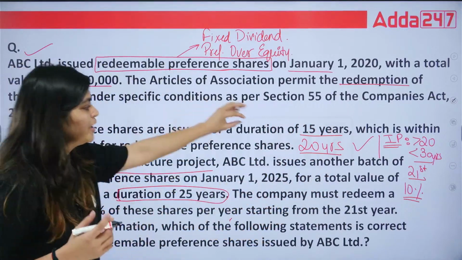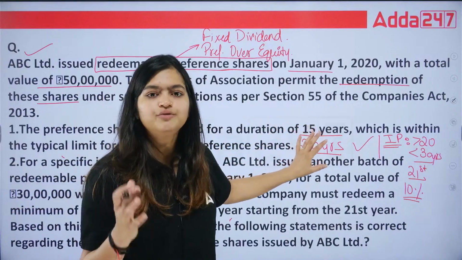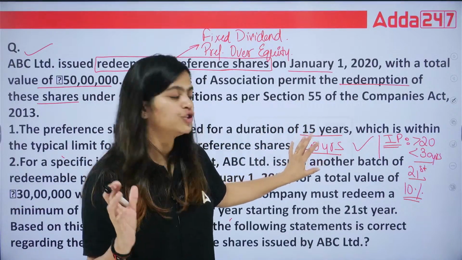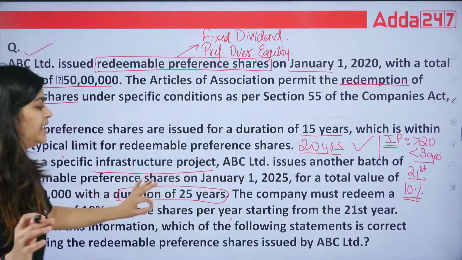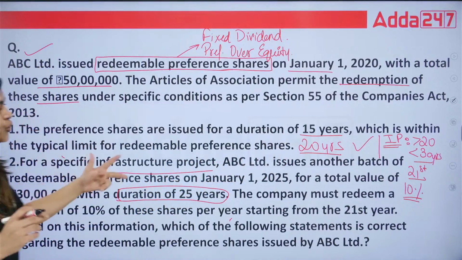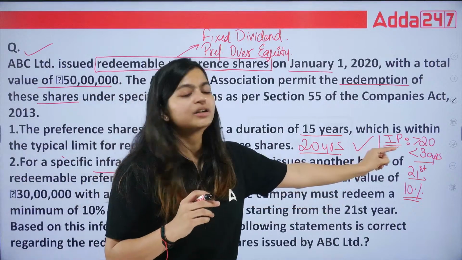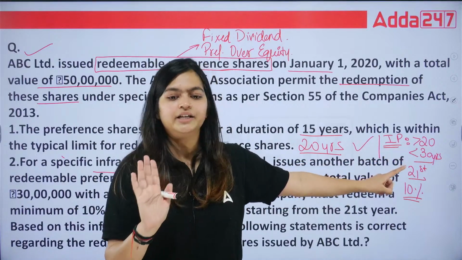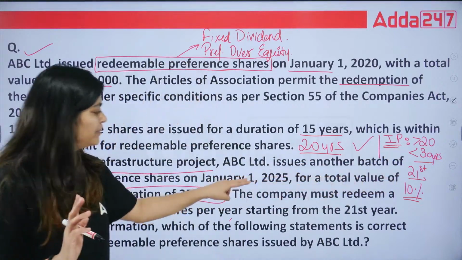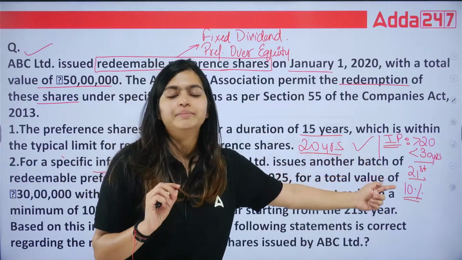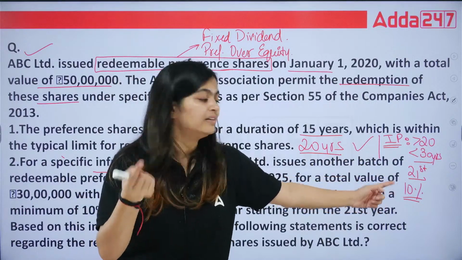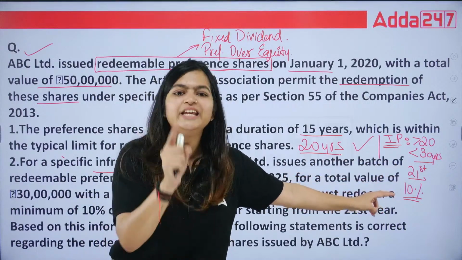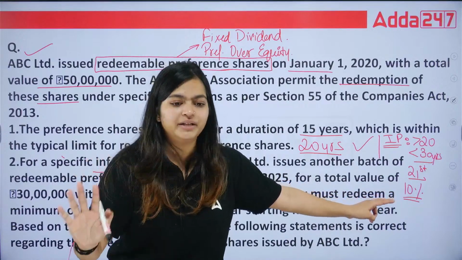ABC can issue for a maximum of 20 years for normal types of preference shares, but for infrastructure companies, ABC can also issue for more than 20 years, but a maximum of 30 years. So that is also within the limit, and also they are complying with the second condition. That is, they need to redeem from the 21st year a minimum of 10%.